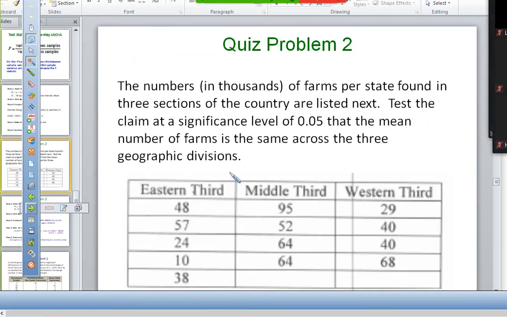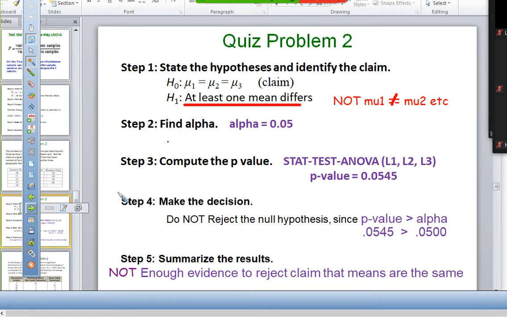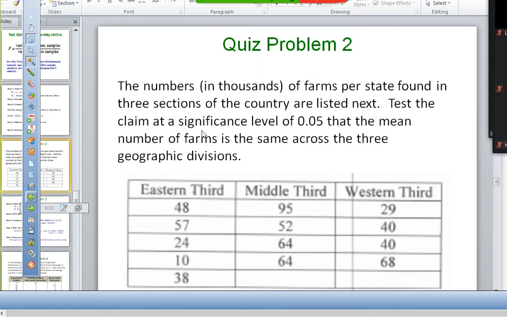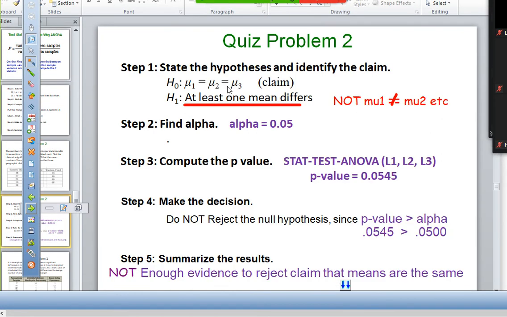So here's quiz problem 1, the first one. First we're going to state the hypotheses and identify the claim. mu1 equals mu2 equals mu3. That's my claim because we're saying that the farms' means are the same. So that means H0 is my claim. H1 is at least one mean differs.